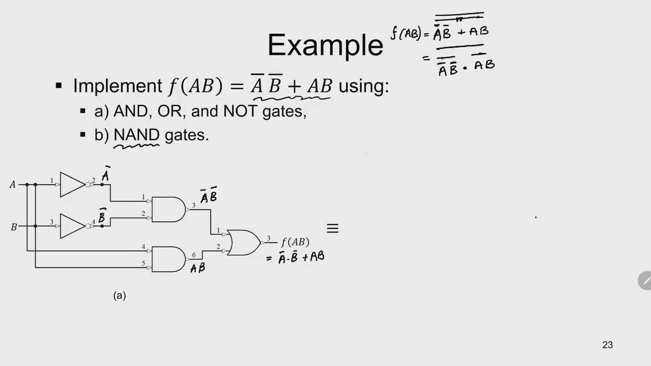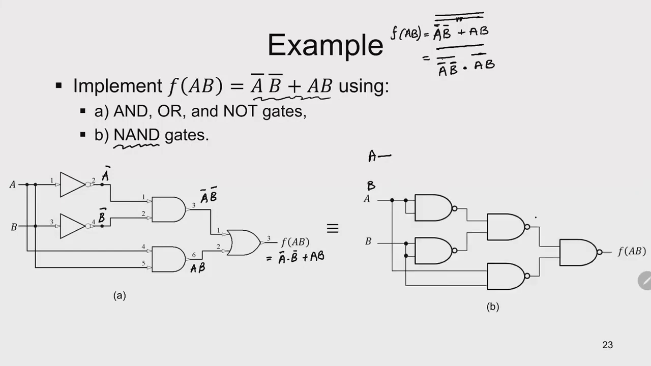Again, we have A, and then B. I have to draw that. I have it here. So we have A and B. The inputs are tied together, so what I get here is just an inverter.